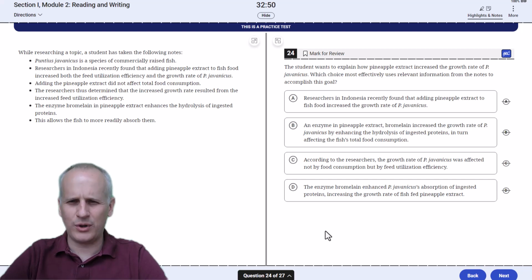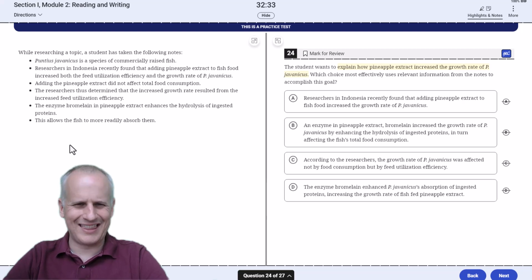Here we read, the student wants to explain how pineapple extract increased the growth rate of P. javanicus. So we have to make sure that we're accomplishing this task of explaining how pineapple extract increases the growth rate of whatever P. javanicus is before we go into the notes. So we're going to focus on that aspect. We learned from the first bullet that P. javanicus is a species of commercially raised fish. Wonderful. Has nothing to do with this pineapple extract thing.